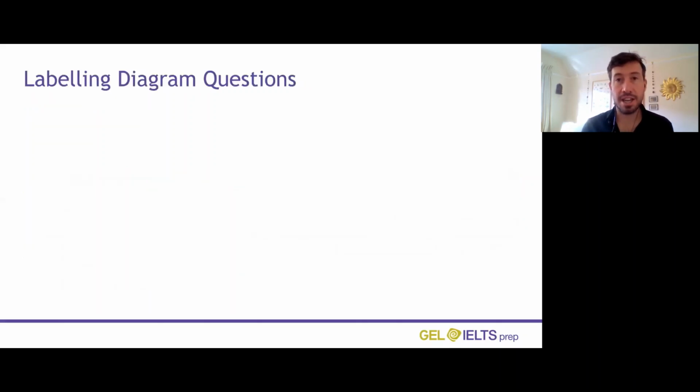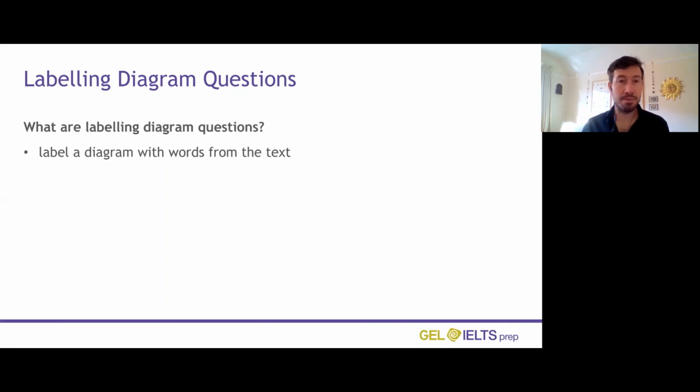Finally, let's take a look at labeling diagram questions. It's another quite common one that comes up in the IELTS reading, and we'll go through it here. So what are labeling diagram questions? Well, you have to label a diagram, a picture, with words from the text. So not your own words, and you don't have to change the words at all. The words you need will be in the text somewhere. So you just have to find them and copy them into the gaps.